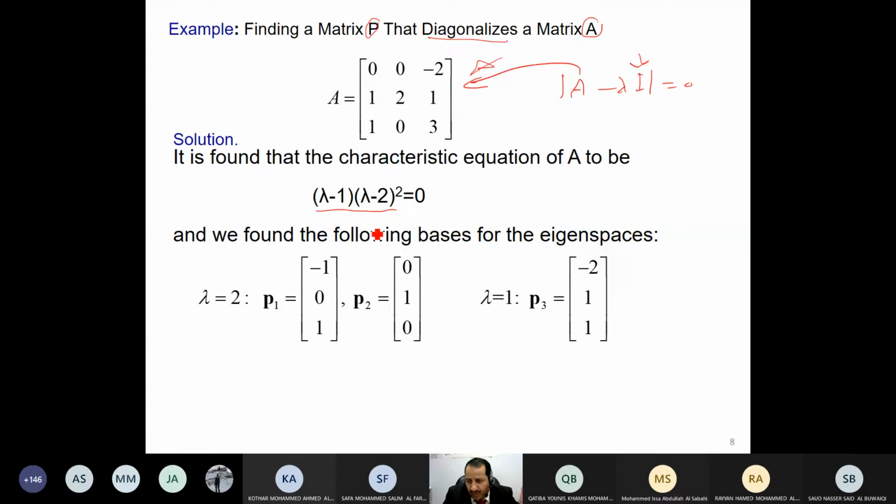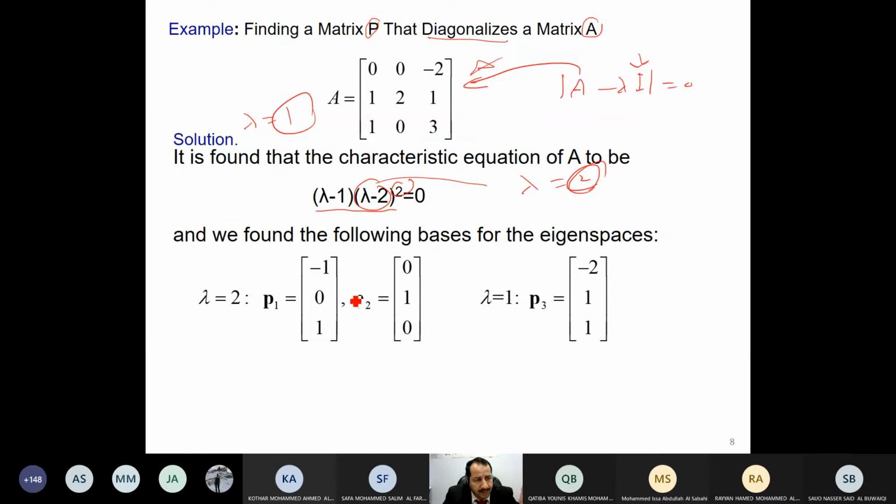Now this is the characteristic equation. Either lambda minus 1 equals 0, which means lambda equals 1, or lambda minus 2 equals 0, which means lambda equals 2. So I have two lambda values here, as you can see. Lambda equals 2 is repeated twice.